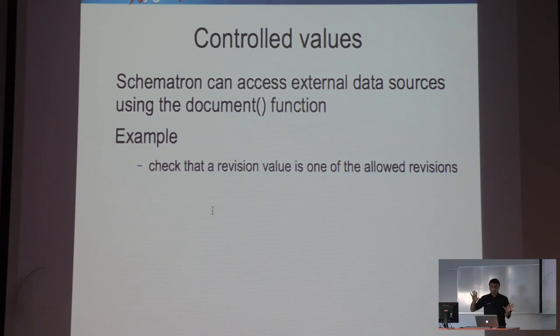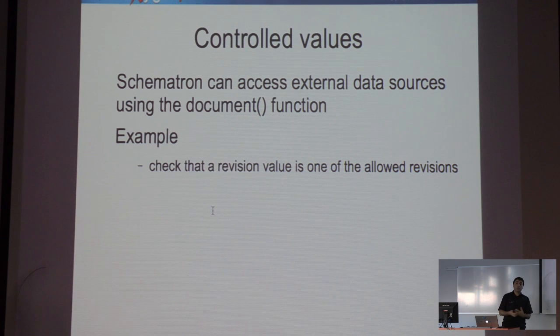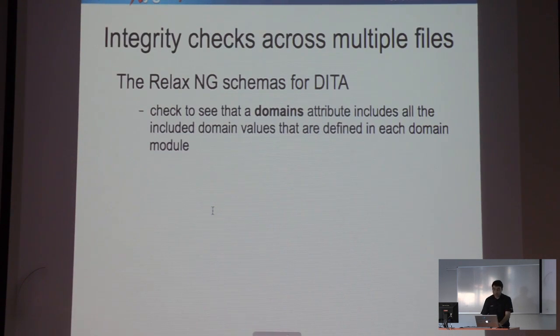Okay, so the controlled values part can be done using the document function. You can access a URL. That URL can be an XQuery, for instance, that will run against an XML database and will select some values. And then you can check those values against what you have in the document, right? I also had an example showing that we can check a revision is within the set of valid revisions in a document.